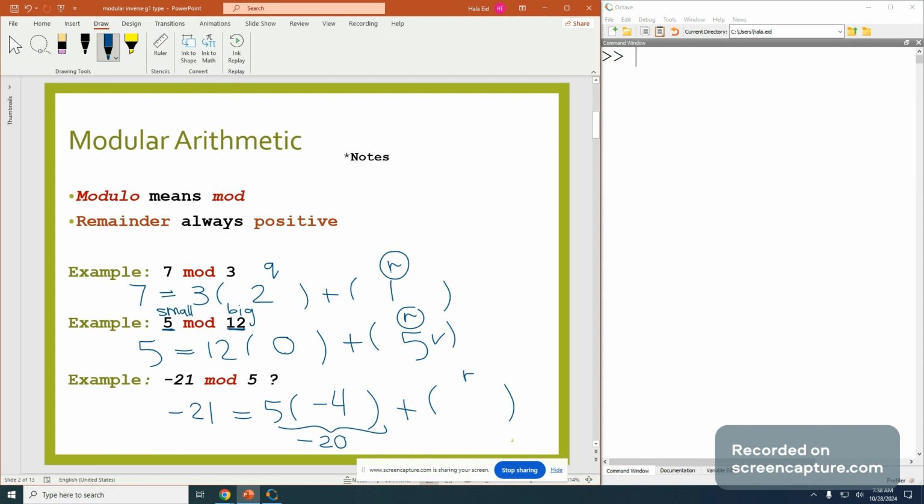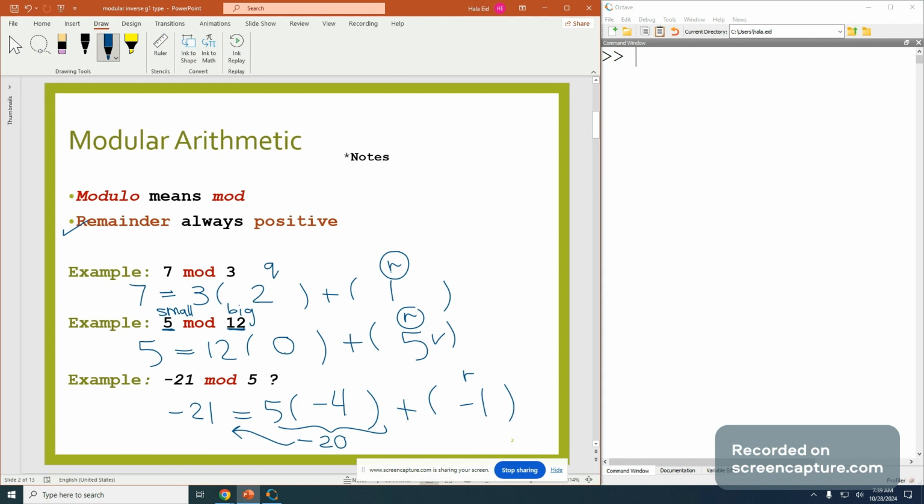Now negative 20 plus what would give you the R? You can just bring the negative 20 over to the other side just to solve for R. This is going to give you negative 21 plus 20, which is equal to negative 1. So the remainder is negative 1, which is not acceptable because we agreed that the remainder should always be positive. So to rectify this, we can just go to the next number. So instead of negative 4 now, I'm going to put negative 5. So I get a bigger number here that goes to the other side as positive, and I end up with a positive value of R.